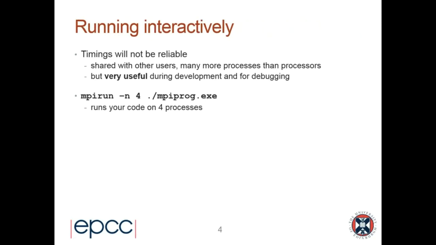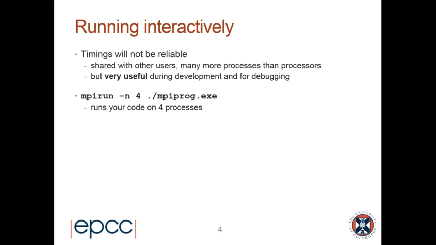This course is designed to teach you to program in MPI. Ultimately, you'll be worried about performance, but when you're learning, you're not so concerned about performance. And so it's much easier to run interactively. If you're concerned about performance, you need dedicated access to resources, which you might have on your laptop. On a big HPC system like Archer, you would have to submit a job to the batch system and request exclusive access to resources and run on those, and that's all too much of a hassle.